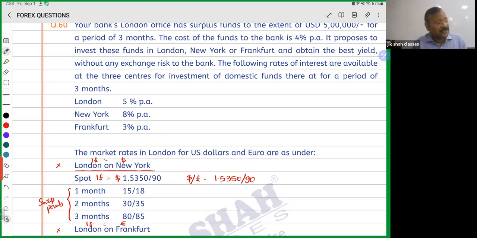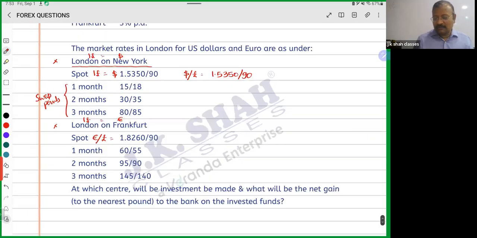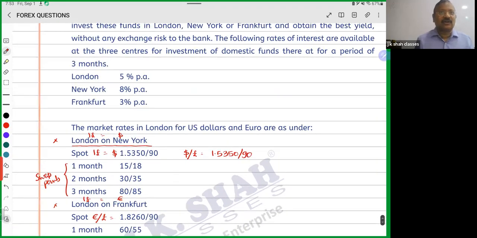Invest at spot and then convert back to pounds in 3 months. So you will first convert the dollars into pounds using the spot rate, invest it for 3 months. Then at the end of 3 months, you'll get a certain amount of pounds, right? Now, this is already in pounds, so there is no need to convert back after 3 months, right? Similarly, if you were to evaluate investing it in New York, what will you do?